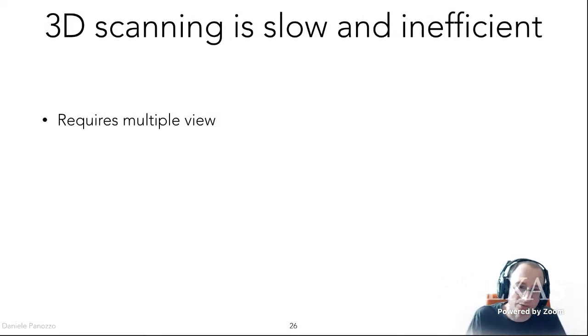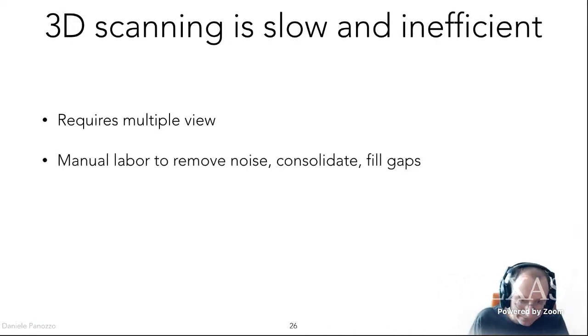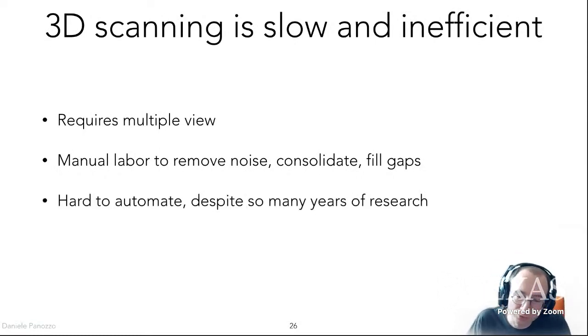It usually requires rotating the object around to get it into multiple views. This can be automated to a certain extent. There is usually some manual labor to figure out what is noise and what is not, how to register the different scans, and how to fill gaps that you might not have seen from certain views. Despite the huge interest in this, both in academia and industry, and the practical relevance of it, this is still a procedure that is quite hard to fully automate. You can go most of the way there, but at the end of the day, you're probably going to have someone manually clean up things in every scan.